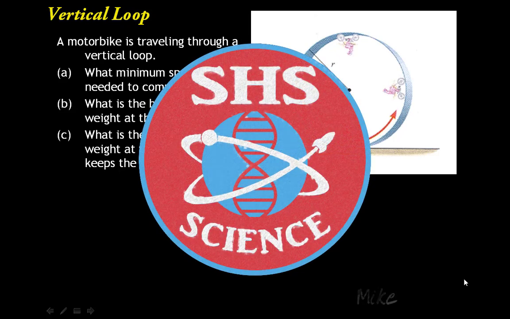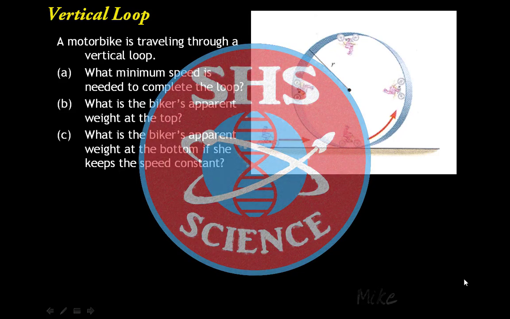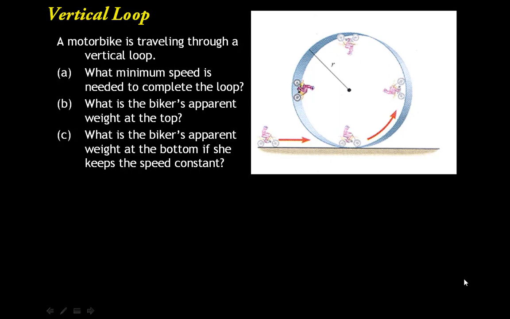So here's a problem that comes up often. It's a vertical circle. In this case, we have a motorbike that's traveling through a vertical loop. We want to figure out what minimum speed the driver needs to make it through the loop without falling off. What is the biker's apparent weight at the top of the loop, which we'll call A, and what is the biker's apparent weight at the bottom of the loop, which we'll call B?